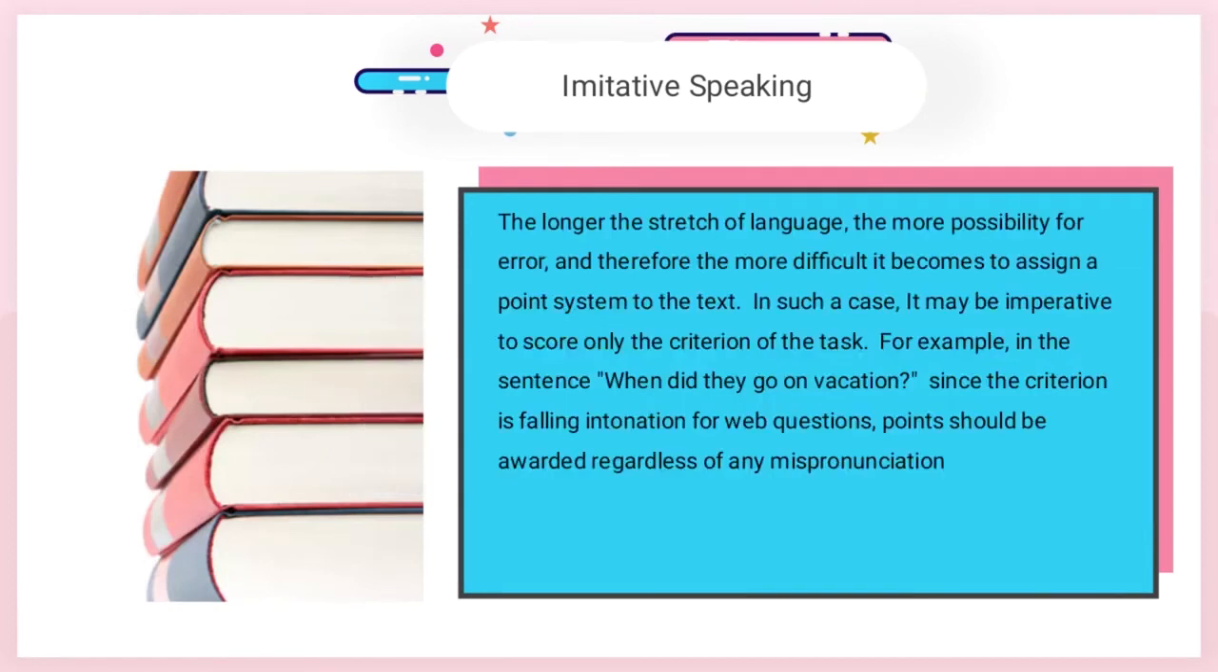The next point is that the longer the stretch of language, the more possible for error, and therefore the more difficult it becomes to assign a point system to the text. In such a case, it may be imperative to score only the criterion of the task. For example, in the sentence "When did you go on vacation?", since the criterion is following intonation for a wh-question, points should be awarded regardless of any mispronunciation.